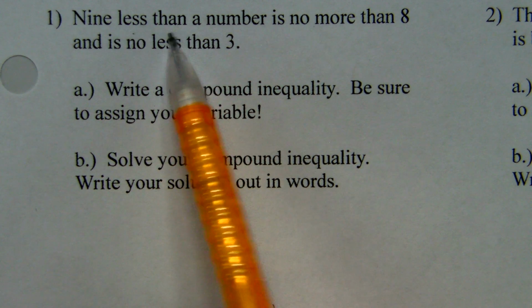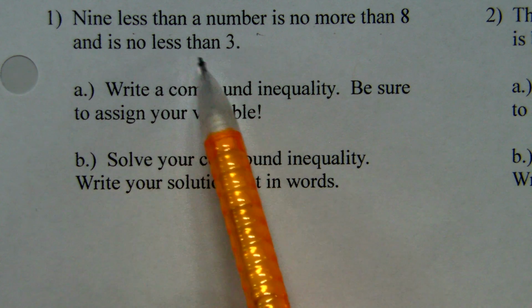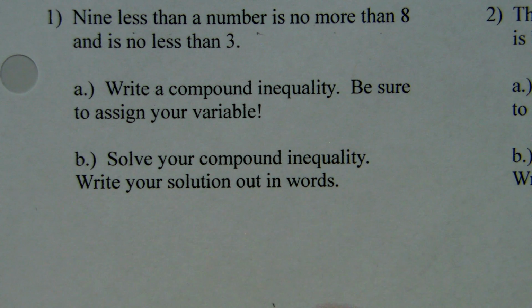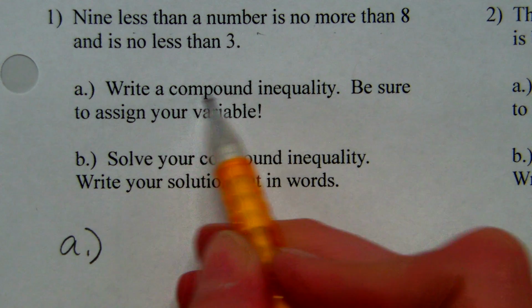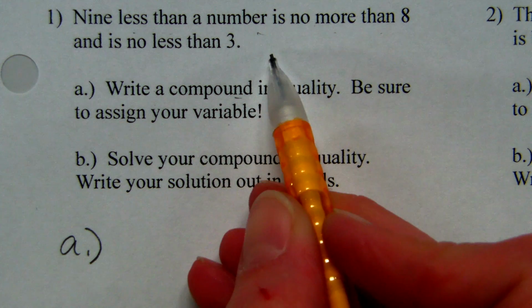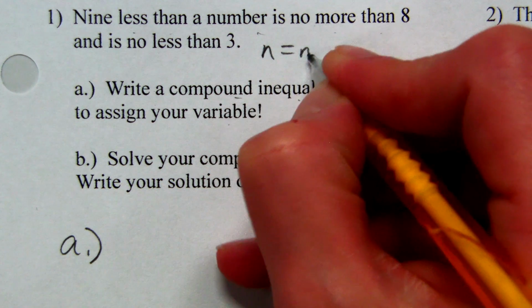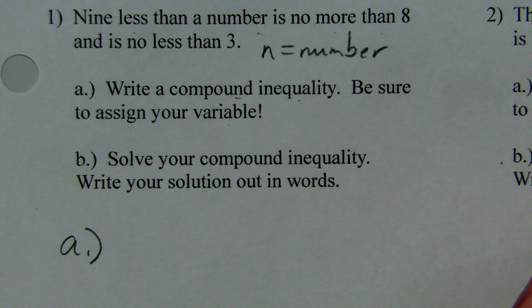9 less than a number is no more than 8 and is no less than 3. So that's kind of complicated, but let's just go through. So I'm going to put a part A up here. It says write a compound inequality. Be sure to assign your variable. So let's assign our variable up here. So let's say that n is the number that we're looking at, just to make sure we know what our variable actually means.